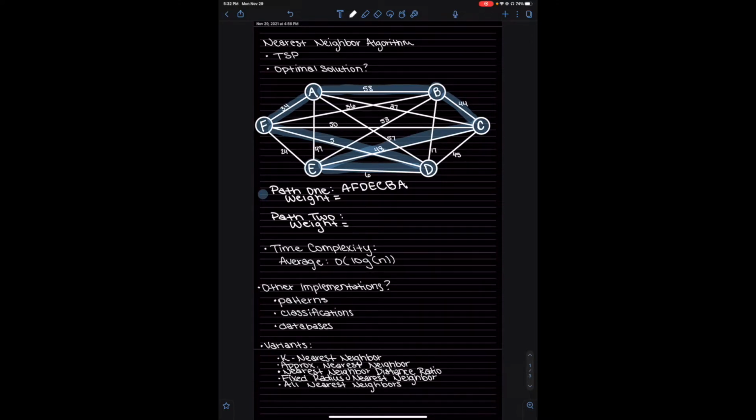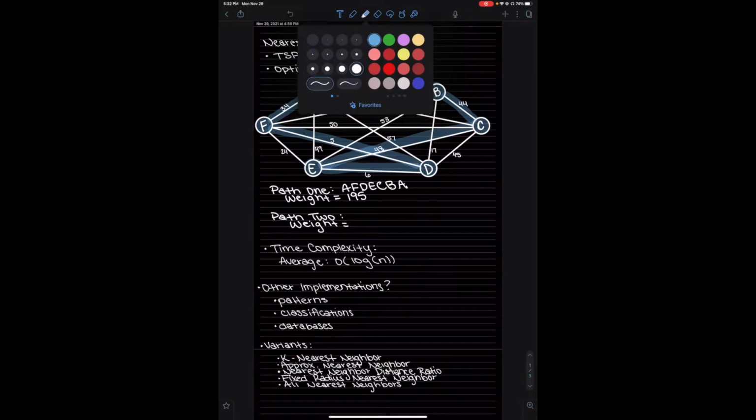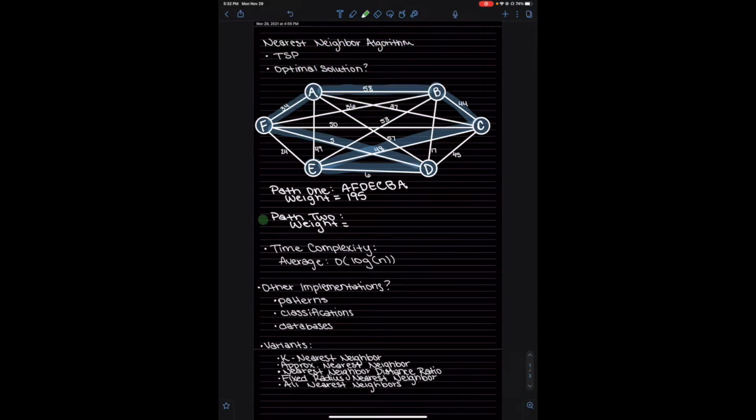We're going to find the weight of this too. This is going to be 195, and that's just adding up all the edge weights. Okay, let me go through another example. I'm going to do green for path 2. We're going to start at D this time. My colors are going to overlap, but that's okay.